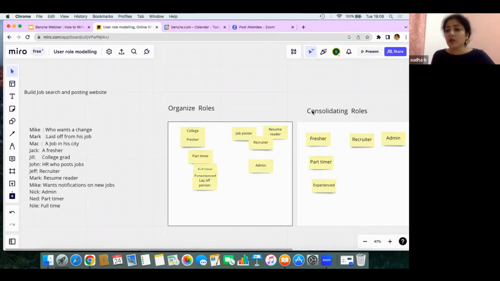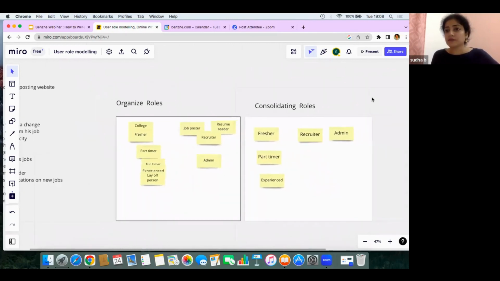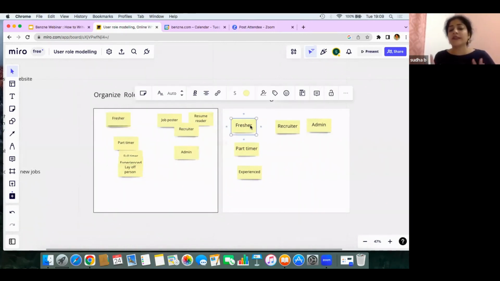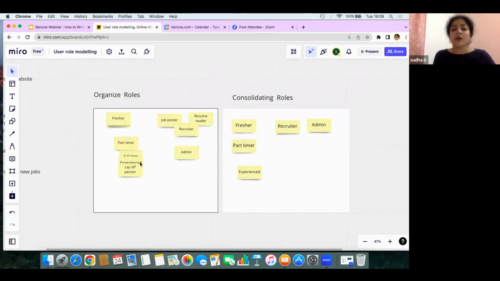Then we have so many roles. Do we have to write a story for each of them? We don't have to. What we can do is consolidate. Consolidating is, if there are any overlapping roles, we'll get rid of them. Here, these two are overlapping, so I got rid of them and said, okay, we'll just have a user story for a fresher. Then we have part-timer. Part-timer doesn't fit with anybody, so let's have a user role for a part-timer. All these guys share similar characteristics. In future, if there's something different, we can add it later on.